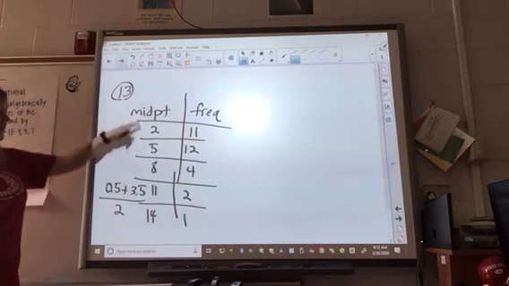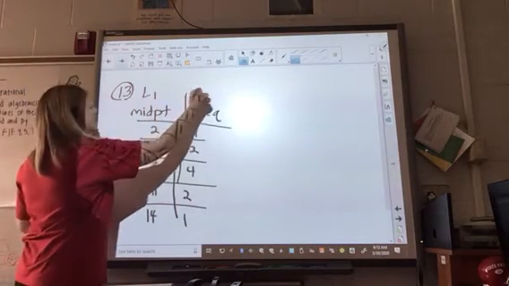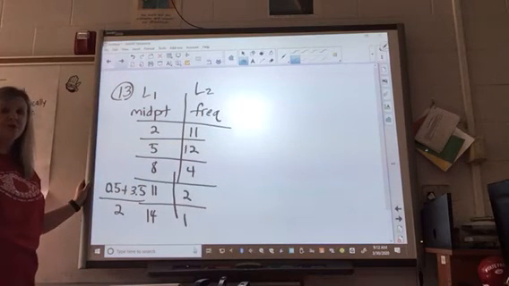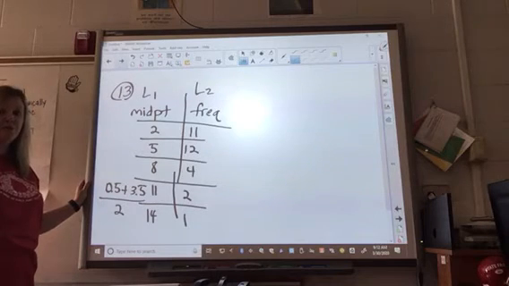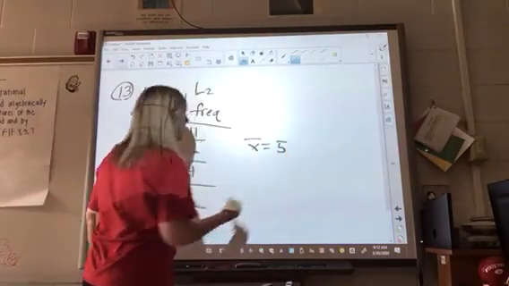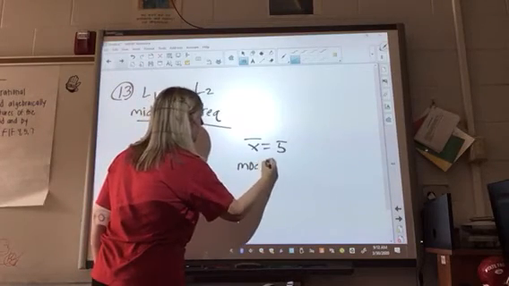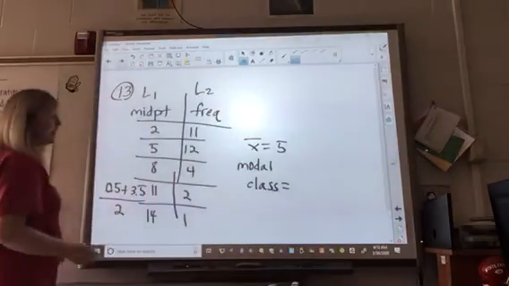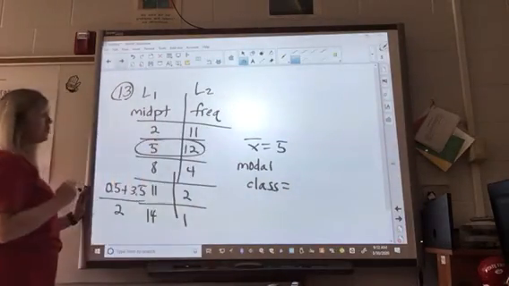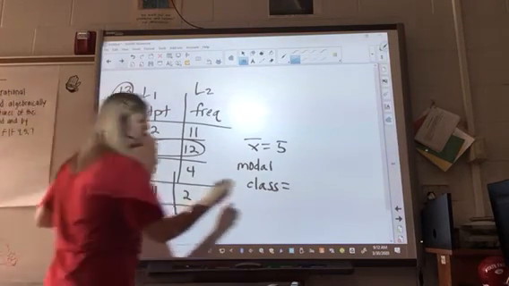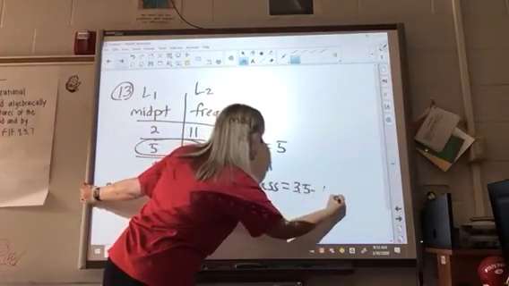We'll punch this in L1, this in L2. When you go to calculate, you'll choose frequency is L2. Punch in the data, and it'll come up. It should tell you the mean is 5. And this also asks for the modal class, which has the biggest frequency, which would be 12, but you have to go back and get what that interval was, which was 3.5 to 6.5.